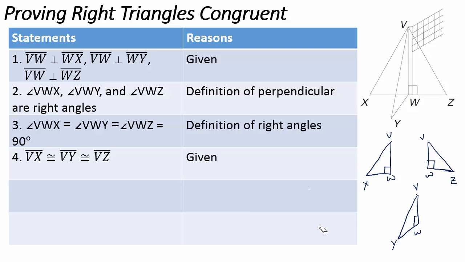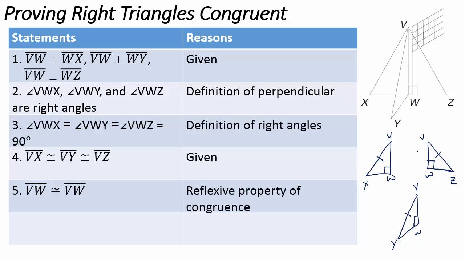I am given that line segment VX, which is this line here, is congruent to line segment VY, which is that line there, and that's also congruent to line segment VZ. Notice how in each of these triangles they have the same line segment, which is VW in all of them. So all 3 triangles share the same line segment, which is VW. So I can say that line segment VW is congruent to line segment VW using the reflexive property of congruence, and I'm going to mark this on my triangles.